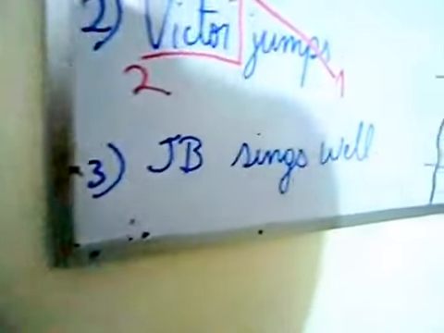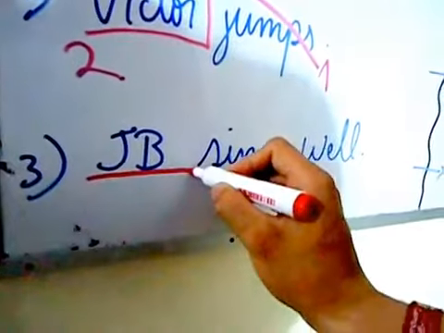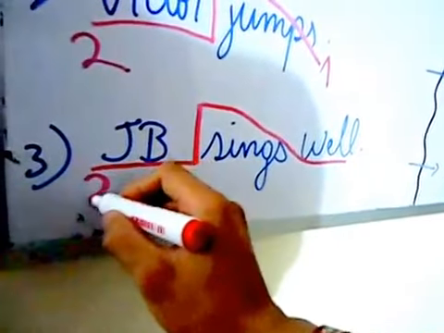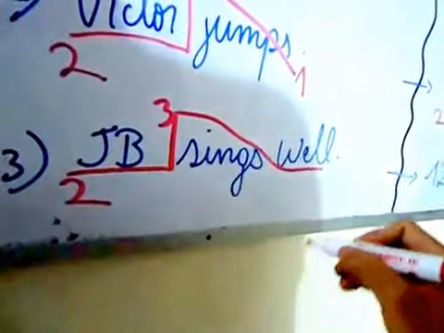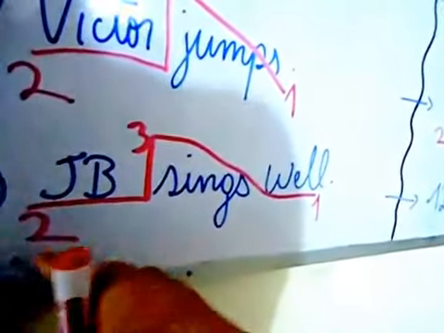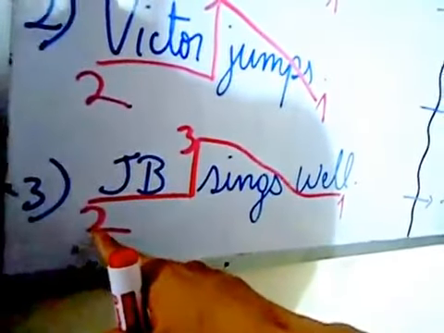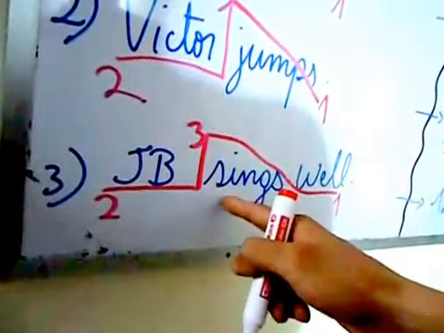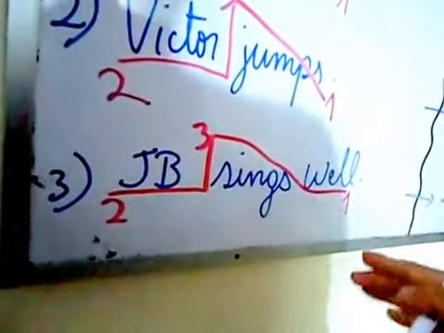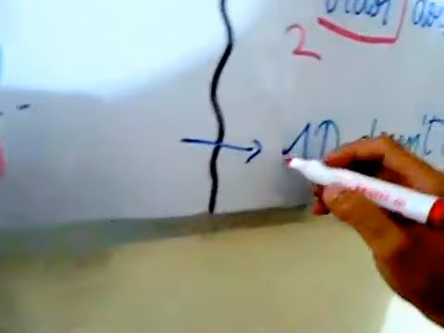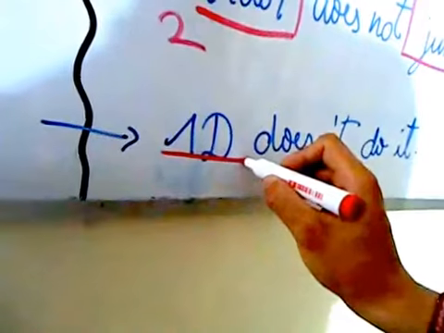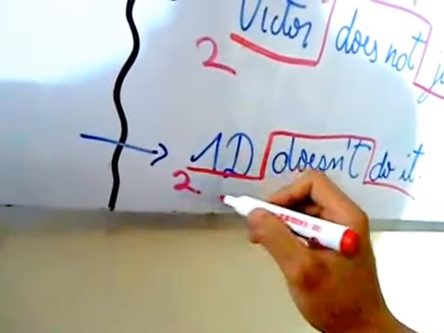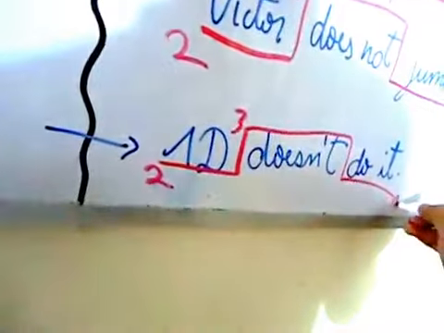Finally, "JB sings well." The number 2, number 3, and the number 1. The first part shows our voice in a standard position, in a standard intonation. We raise our voice to say the verb, and finally we lower it for the complement. Then "doesn't do it." A standard voice, high voice, and it declines.